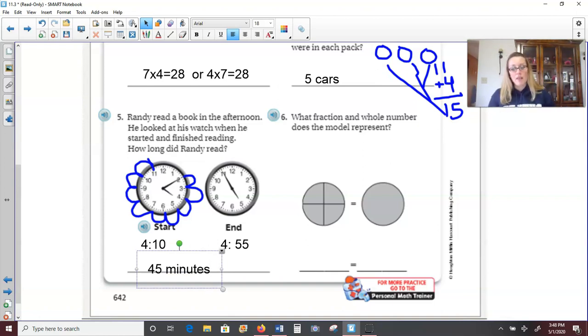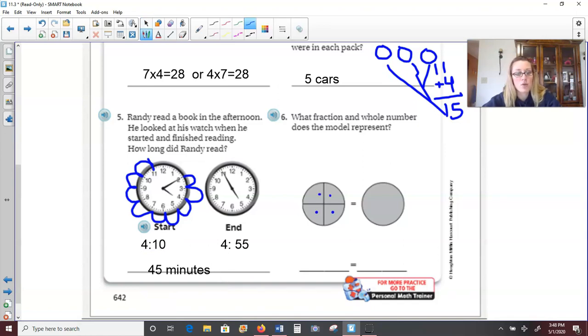All right. And the last problem, what fraction and whole number does the model represent? So what fraction do we see here? Well, the circle is split into fourths, and all 4 are shaded in. So we would say 4/4, or that is equal to what whole number? There is 1 whole circle shaded in.